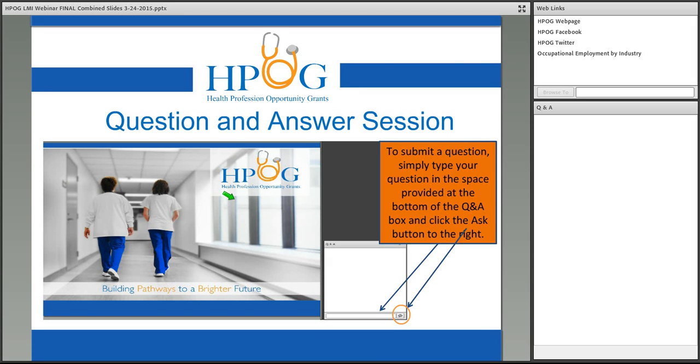We have one question that came through. How often do you think workforce or training programs should review LMI to stay on top of local trends? And do you think this involves a dedicated staff person?